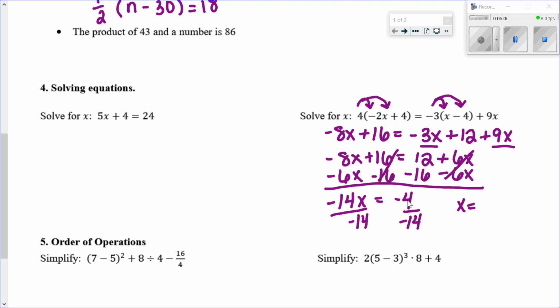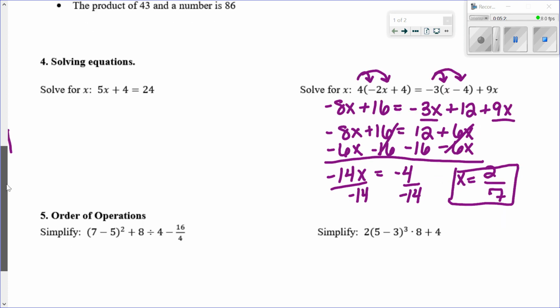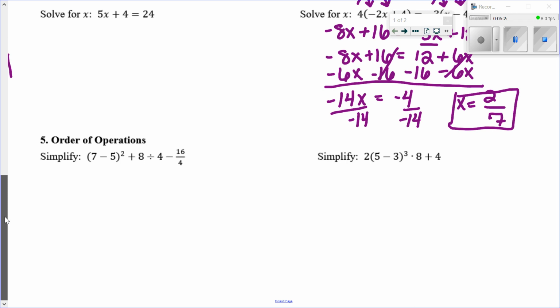2. 2 goes into 4 twice. 2 goes into 14 7 times. And that would be my answer. Okay. We're going to scroll down. The next thing I'm going to do is order of operations.